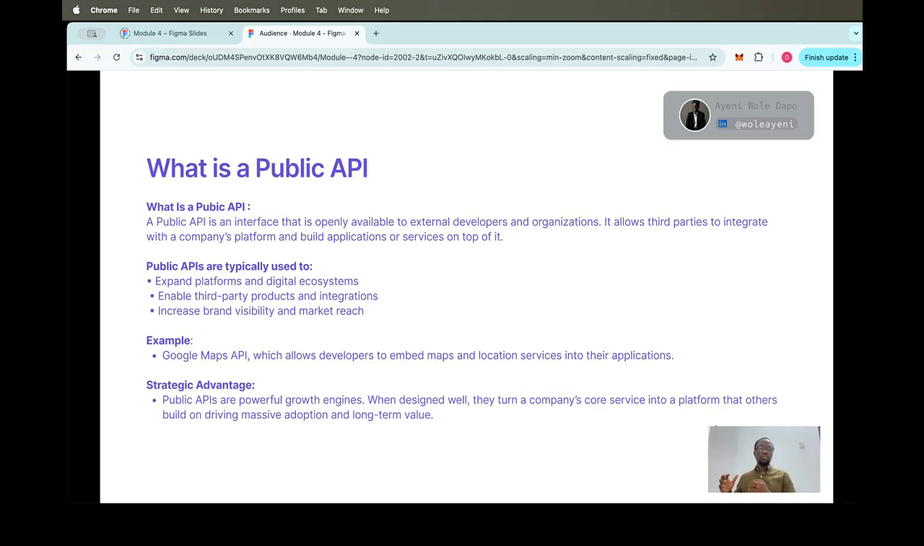So let's start by looking at public API. According to my definition here, a public API is an interface that is openly available to external developers and organizations. It allows third parties to integrate with a company's platform and build applications or services on top of it. A well-known example of this is Google Maps API. Google made its mapping and location service publicly available so companies building ride-hailing applications, delivery platforms, or travel services, right, are able to use this map instead of having to build from scratch a map or location related services. They can simply use Google Maps API.